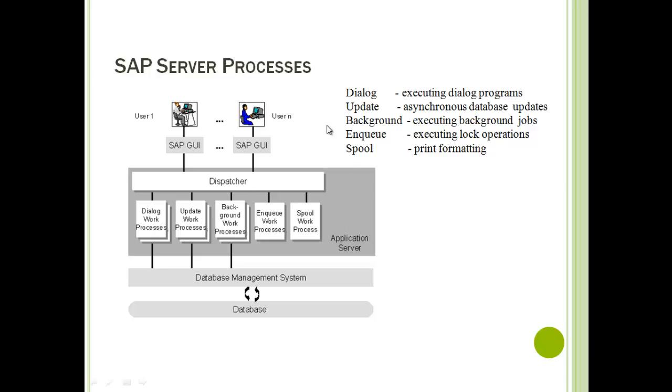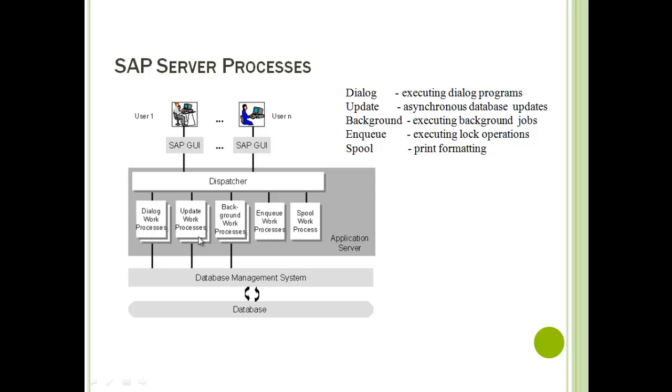So these processes are processed in the dialog work process. We have different work processes: dialog work process, update work process, background work process, NQ work process, and spool work process. Whenever you log into SAP using SAP GUI as a dialog user, whatever you do with this dialog user will be executed in this dialog work process.